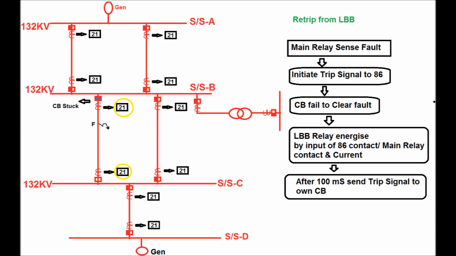Now, how is the retrip signal sent from the LBB relay? The main relay must be sensed during the fault condition. For a feeder fault, the main relay is the distance relay, and for a transformer fault, the main relay is the differential relay or REF relay. It will initiate a trip signal to the master trip relay or 86 relay, and from the 86 relay, the DC positive signal goes to the TC1 and TC2 of the circuit breaker.